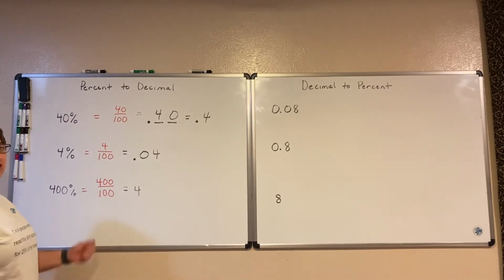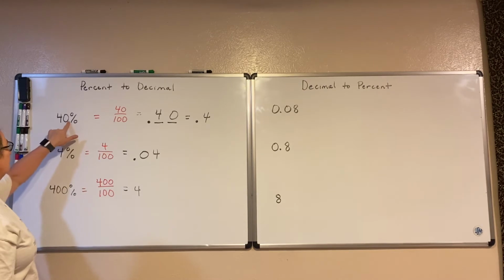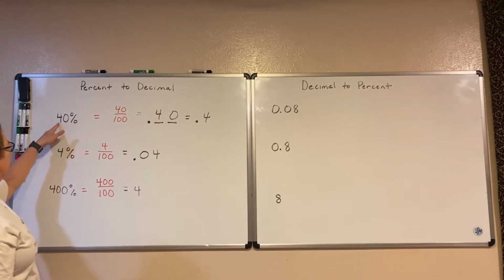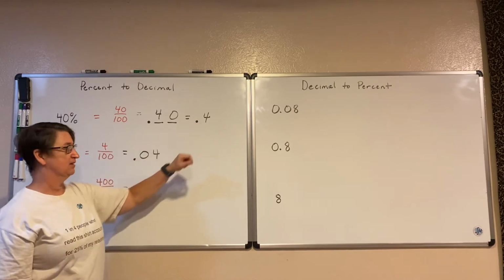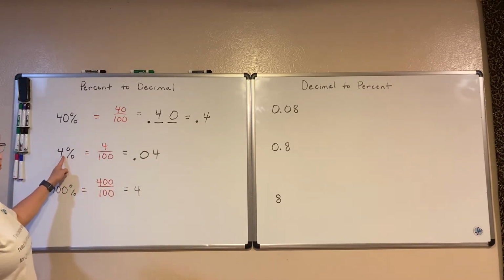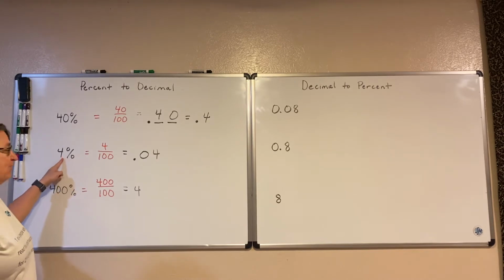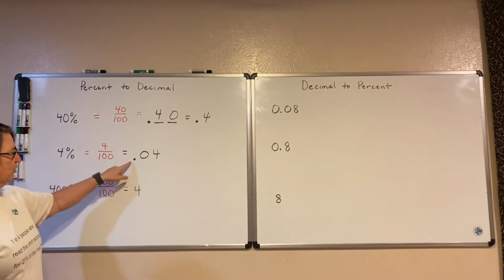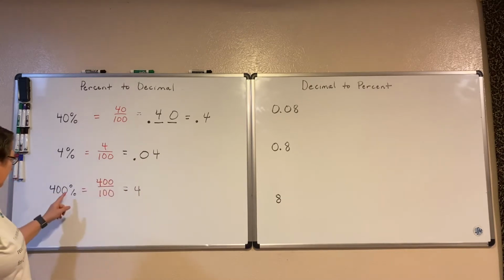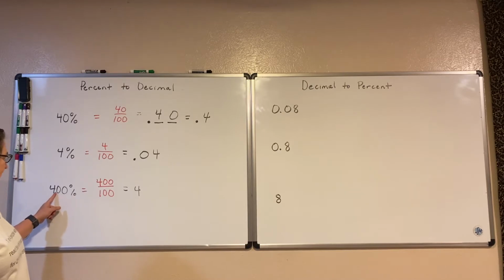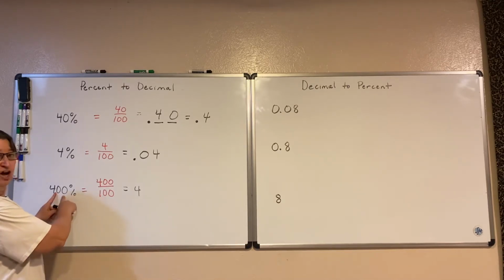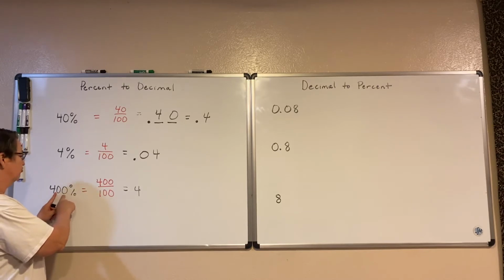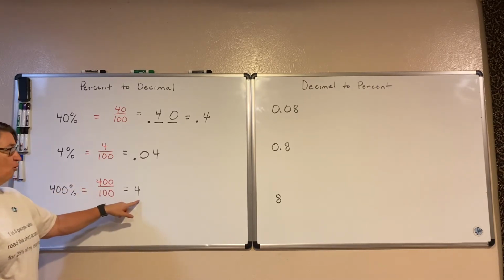Notice in each one of these, what is happening? My decimal with 40 would be here on the end. If I move that decimal 2 spots to the left, 1, 2, I end up with that 4 tenths. In this case, my decimal would be behind the 4. If I move that 2 spots to the left, I end up with 0.04. And in this case, my decimal would be here. And if I move that decimal 2 spots to the left, and that's because I have tenths and hundredths position for my decimal, I end up with just a 4.